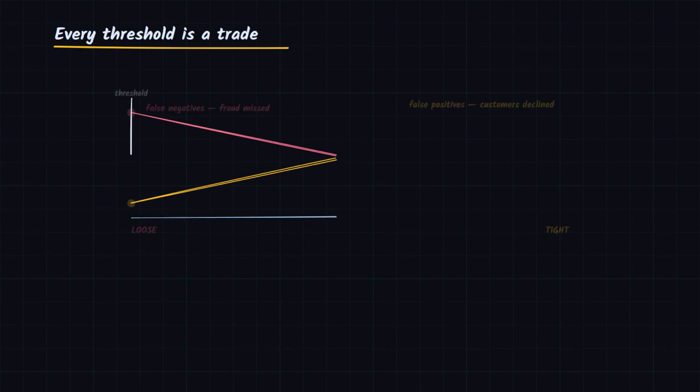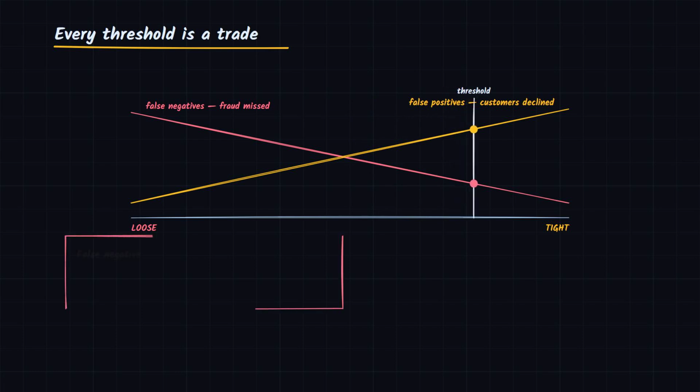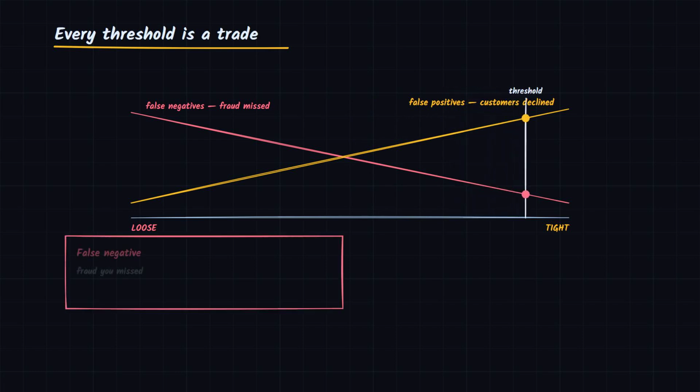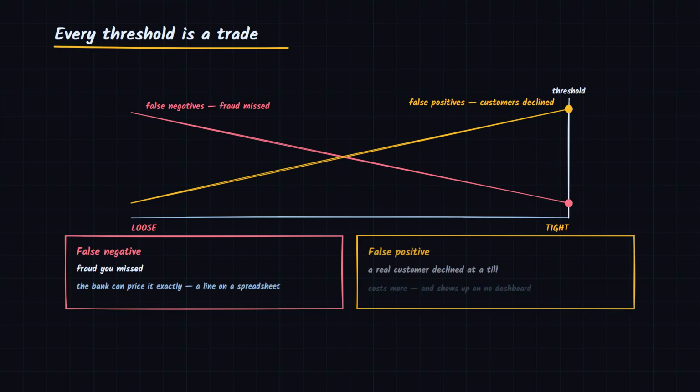Now tuning. And this is where architects who have never carried a pager get it wrong. Every threshold in this system is a trade between two kinds of being wrong. A false negative is fraud you missed, and it has a price the bank can put on a spreadsheet. A false positive is a real customer declined, and its cost is much harder to see and usually much larger. A support call, a complaint, and a person who now keeps a different card at the front of their wallet.